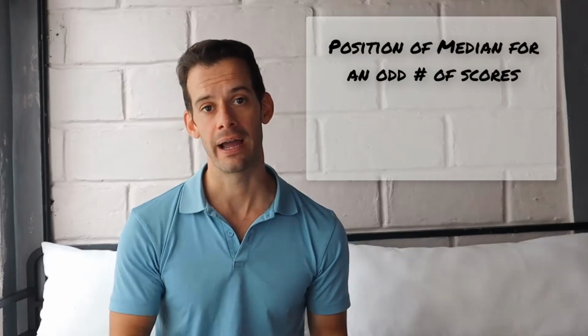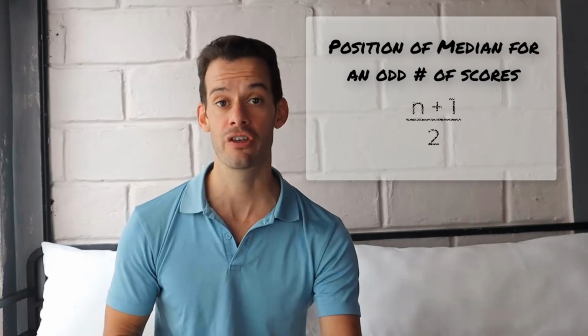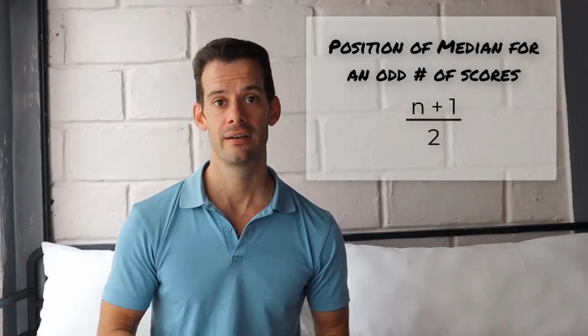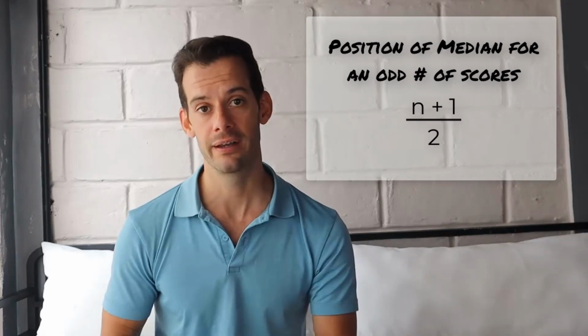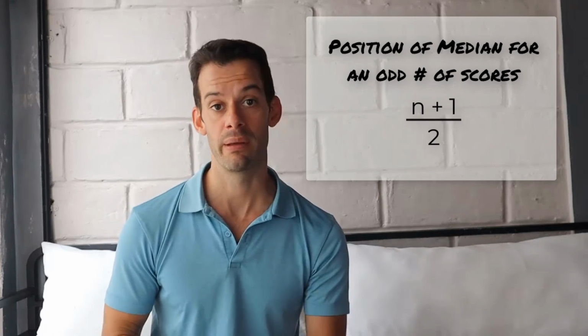If you have a larger number of odd scores and you don't want to count them all, you can find the median by taking the number of scores and adding 1, and then dividing by 2. This tells you the position of your median. So if I had 27 responses, I would say 27 plus 1 divided by 2 equals 14, and that means the 14th score will be my median.